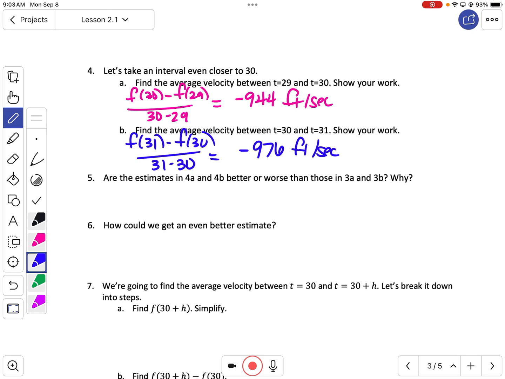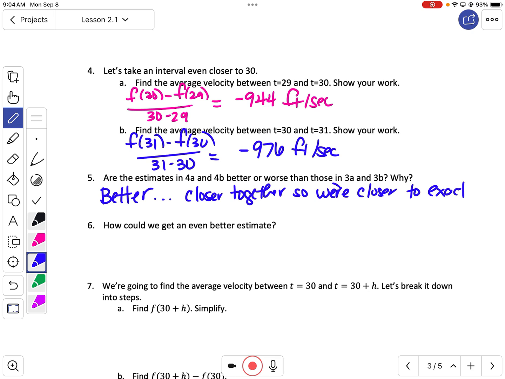Are these estimates better or worse? They're much better. The reason they're much better is they're closer together. So we're narrowing in on the gap, we're narrowing in on the slope that we're really interested in. So we're closer to the exact value at 30.